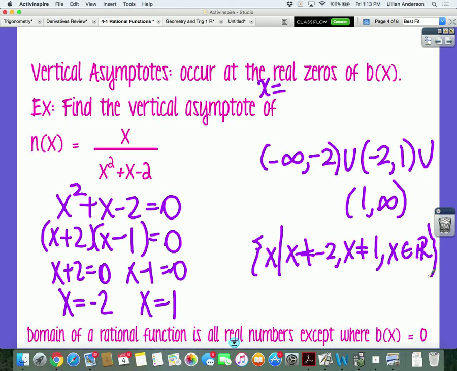Questions on this? It's going to be very rare. Actually, rational functions will never just be negative infinity to positive infinity. There's going to be something. Okay? There's either going to be an asymptote, or another type of discontinuity, something that's going to break up that domain. Okay?